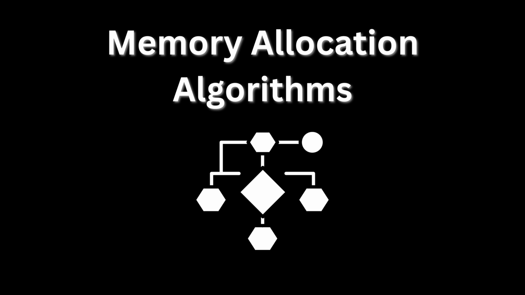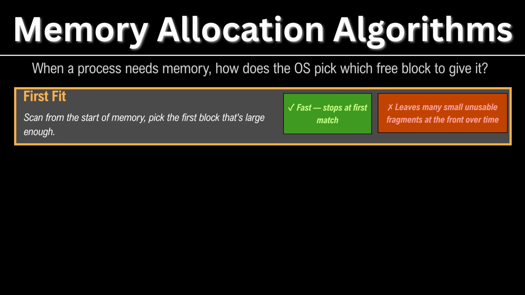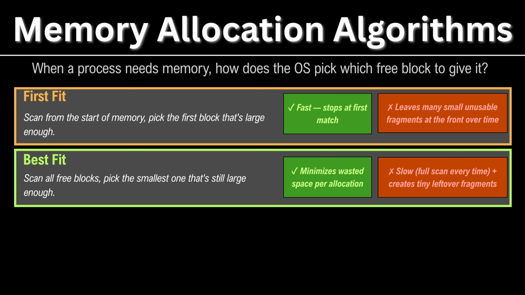When the OS needs to assign a free block to a process, it has to decide which one to pick. 3 classic algorithms handle this differently. First fit scans from the start of the free list and picks the first block that's large enough. It is fast, it stops as soon as it finds a match, but the downside is that over time, the front of the free list fills up with small leftover fragments that are too small to be useful.